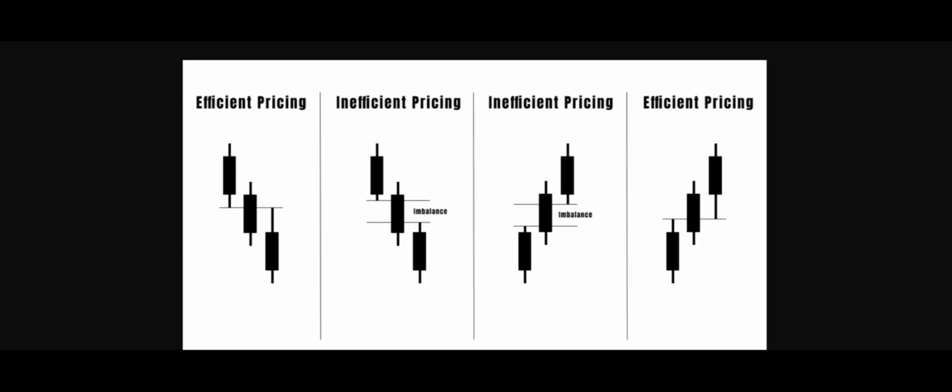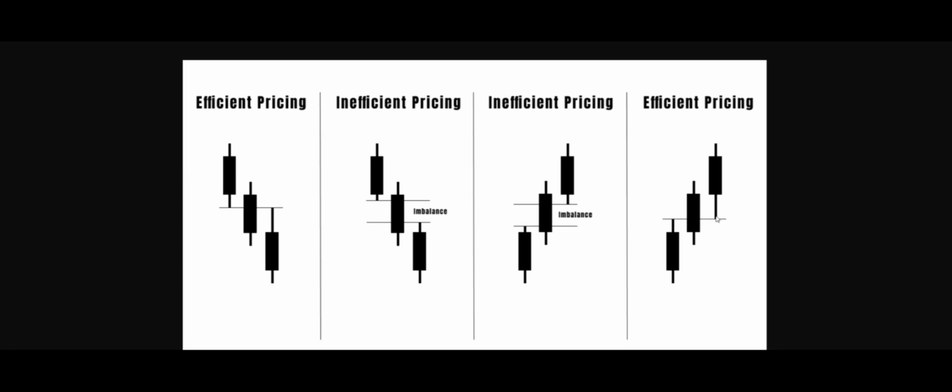Now in this one we're going to be going over imbalances. There are two different terms when it comes to imbalances: efficient pricing and inefficient pricing. As you've probably guessed, and have probably seen throughout the course, you probably understand imbalances already. When you see an imbalance, it's just a gap in between. This means both buyers and sellers in the market are not getting a fair chance of liquidity. Whereas with balanced or efficient pricing, price is pretty equal.